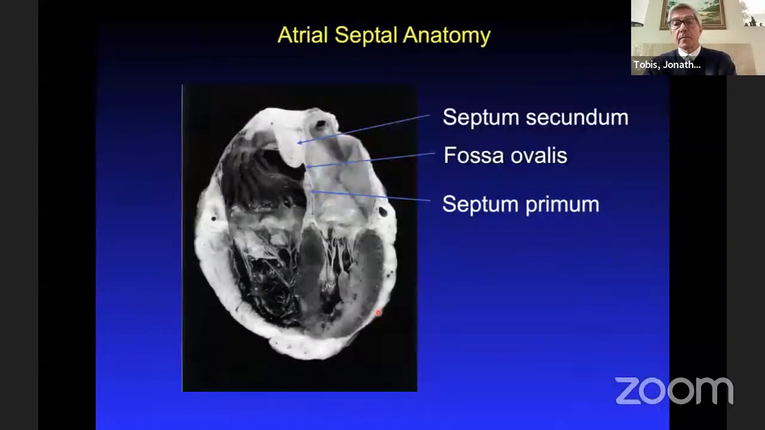Anatomically, this is what the septum looks like. You have a septum secundum, which is thicker than the septum primum, and the fossa ovalis is the portion of the septum, but this is a closed septum.